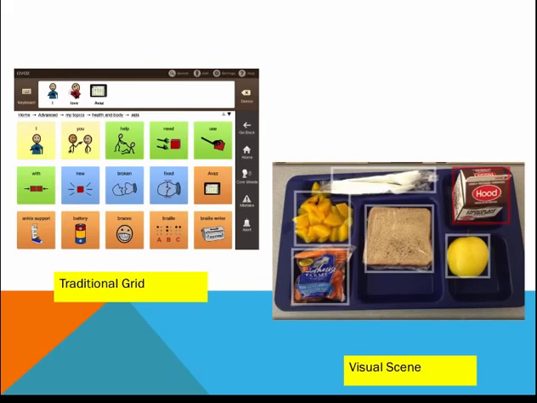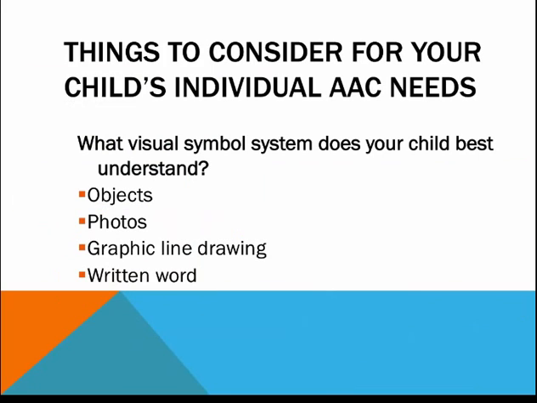So again, it's a concrete photograph of a lunch tray, and the hotspots, you can see, are around every food item on there. If it were a voice output device and the person touched one of those hotspots, it would verbally communicate. Traditional grid and visual scene can both be done low-tech as well as high-tech. So the layout is important to consider.